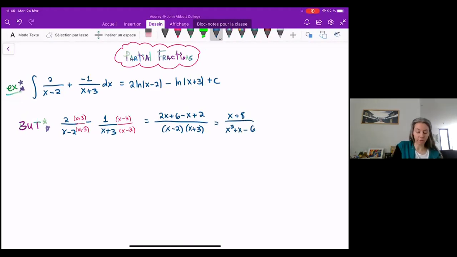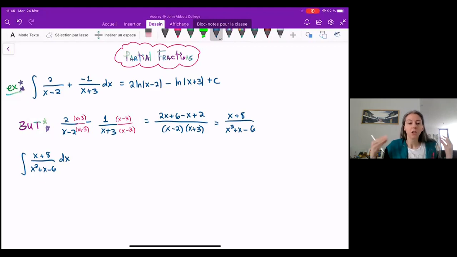What if I were given this integral instead of the original integral? We have a problem because 2x plus 1 is the derivative of the denominator, and that is not equal to the numerator x plus 8. So what can we do? Well, I already know the answer to this question because I know that this is the same thing as 2 over x minus 2 minus 1 over x plus 3. So how can I get from here back to there?